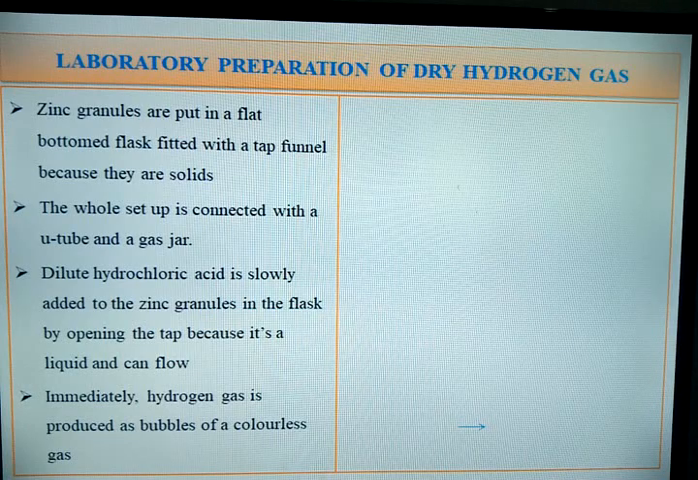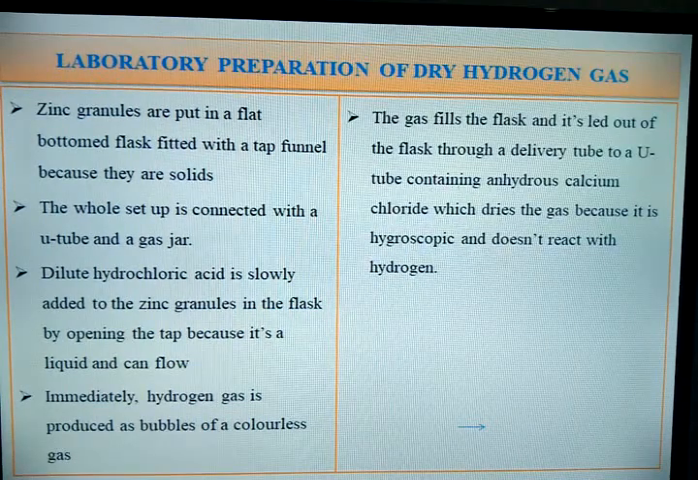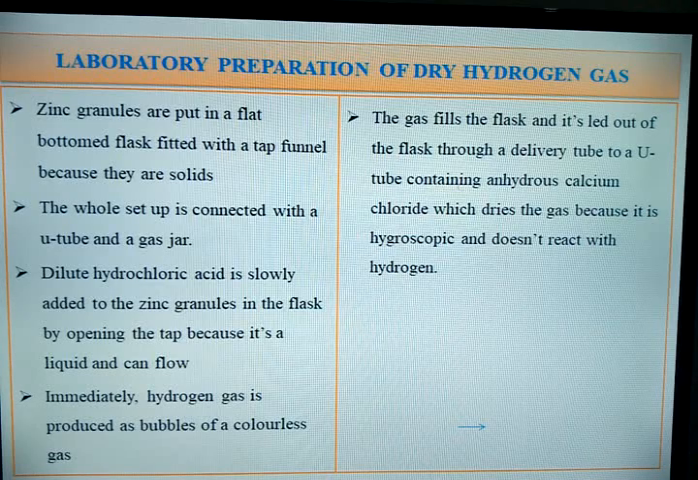Immediately the two are mixed, zinc and dilute hydrochloric acid, we are going to see that hydrogen bubbles are going to be given off in form of a colorless gas. And these bubbles are going to be directed by a delivery tube into a U-tube containing anhydrous calcium chloride. Because this is a drying agent, it is hygroscopic with a high affinity for water, and therefore it is going to absorb the water vapor that has come along with hydrogen so that hydrogen can dry.